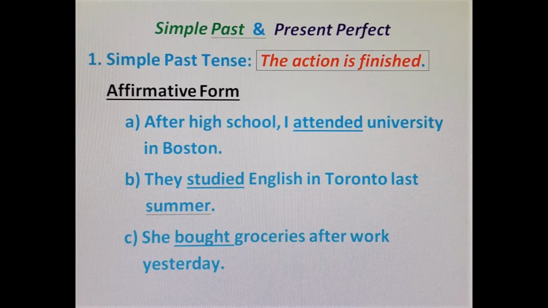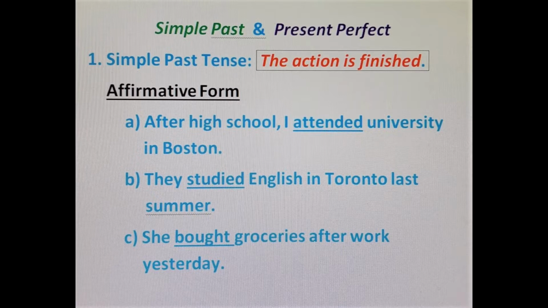Here we have slide number 1. Simple past tense. We use the simple past tense when the action is finished in the past. Let's look at the affirmative form. A. After high school, I attended university in Boston. Repeat. Very good. I attended. Notice there's an ed ending.